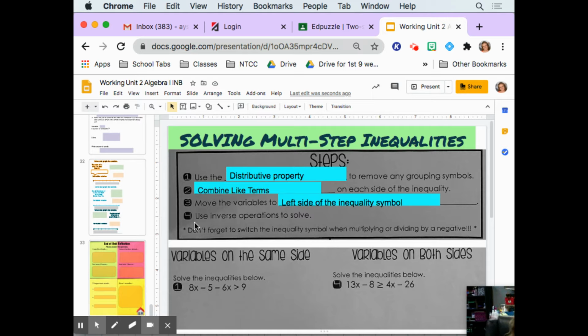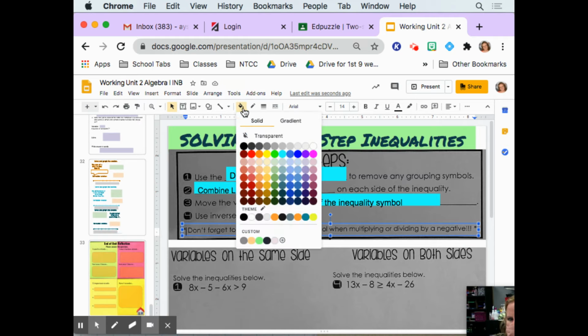And then use inverse operations to solve. So don't forget to switch the inequality symbol when multiplying and dividing by a negative. So let's highlight that. The way you can highlight that is draw a text box over the top of the "don't forget." And we are going to change the fill color. Let's do yellow.